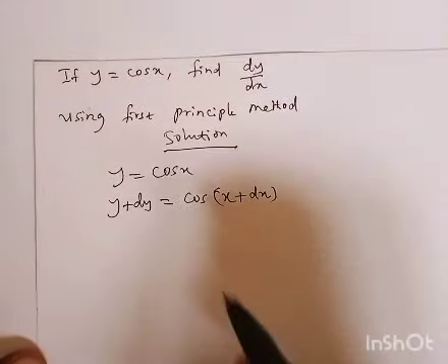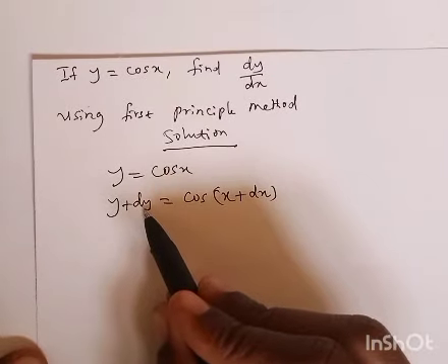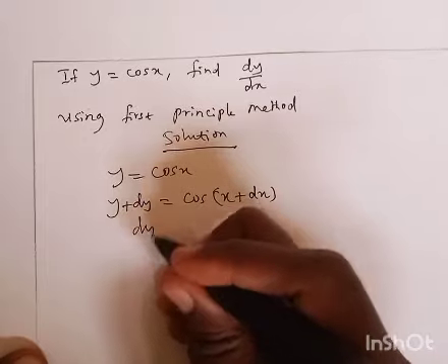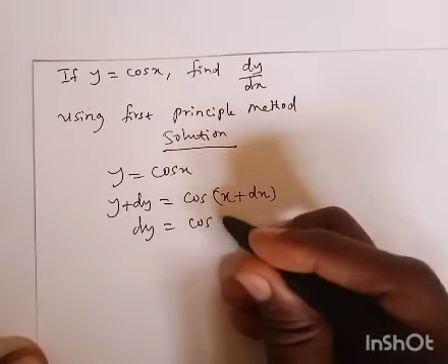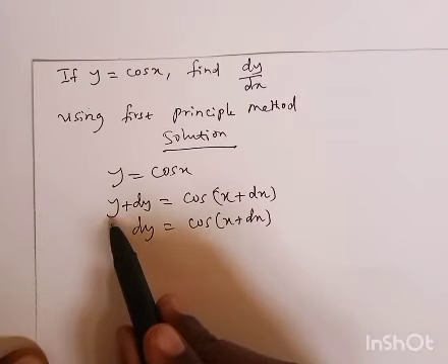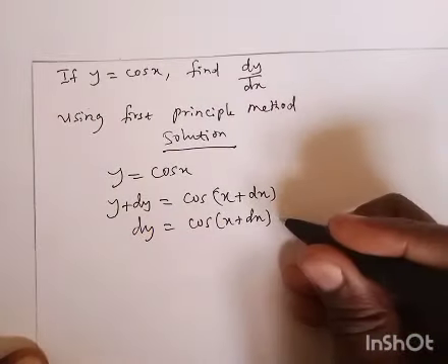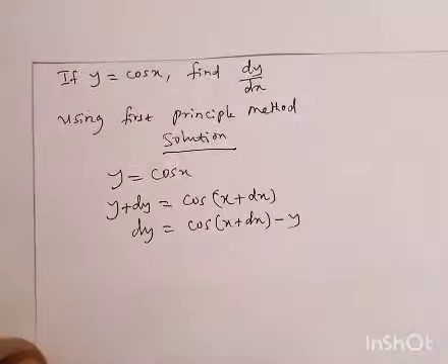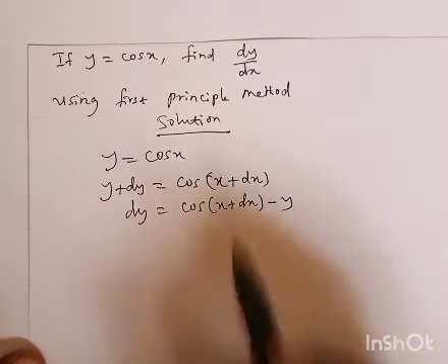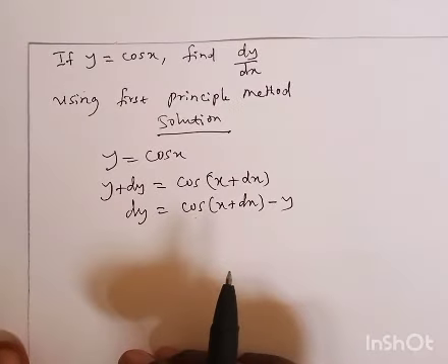Now from there, you make dy the subject, you take y to the other side. So you have dy equals cos(x plus dx). This y is positive here, if you take it to the other side, it becomes negative y. Now, this is cos(x plus dx). How can you expand this? You recall trigonometry.